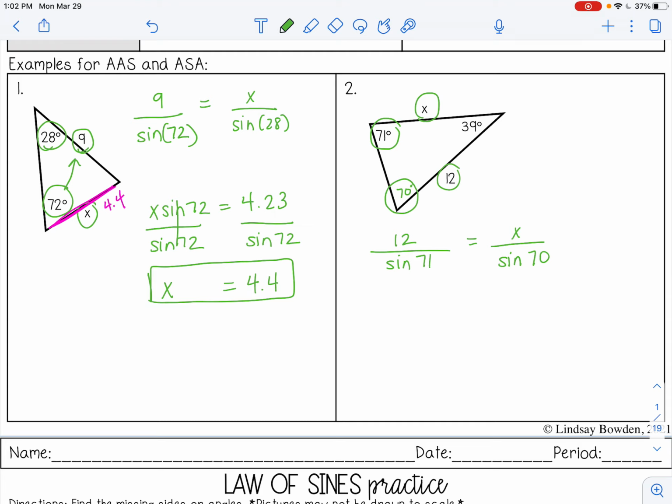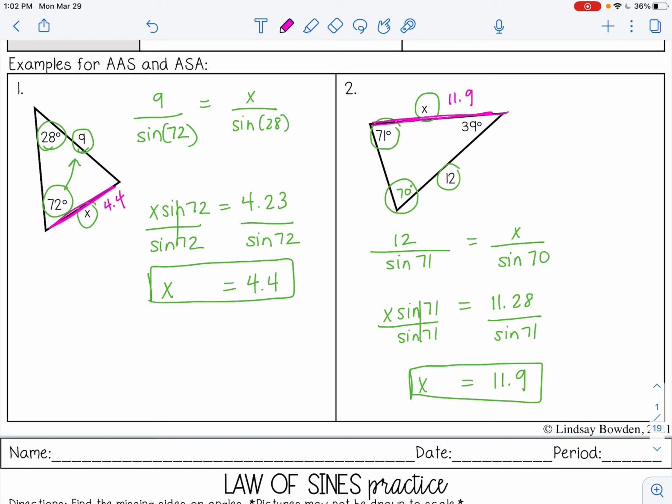All right, so I'm going to cross multiply here. So x times the sine of 71. And then 12 times the sine of 70 in my calculator. Divide by the sine of 71. That's 1. And that gives me 11.9. So this side here is 11.9.